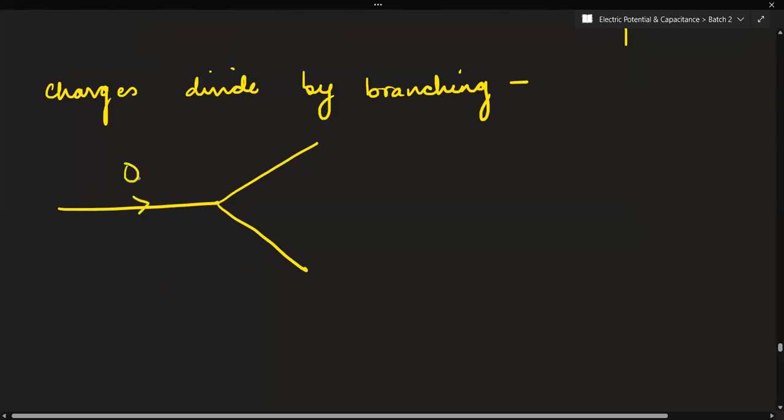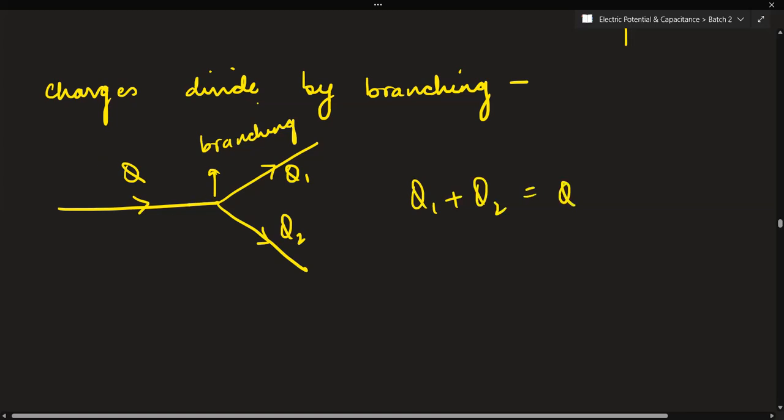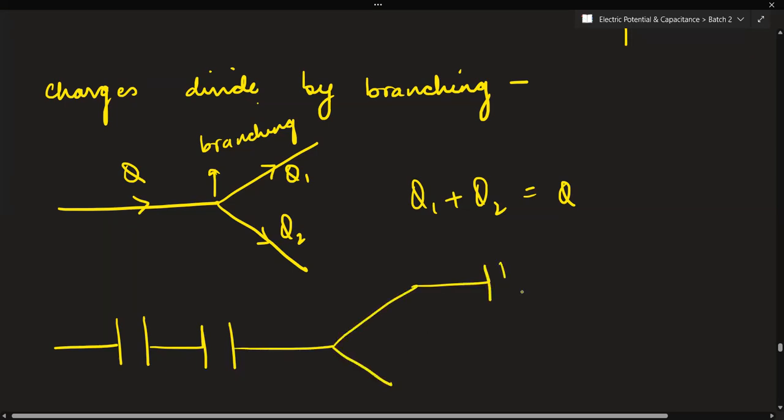This is capital Q. This is coming. This part is branching. Branching has occurred in the wire. Now the same charge cannot flow in both the wires. So it will divide into, let's say, Q1, and in this wire it has divided into Q2. If you add both of them, Q1 plus Q2, you will be getting Q back. But charge has divided at the junction. Now see, if you add any barrier, let's say one capacitor has been added, another capacitor has been added, then here also we have added a capacitor.